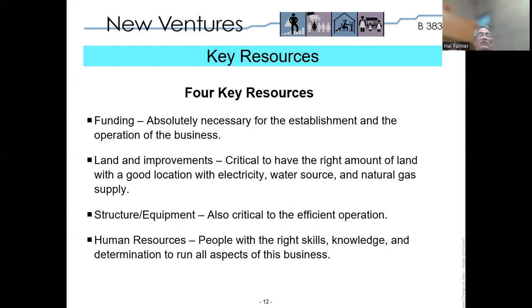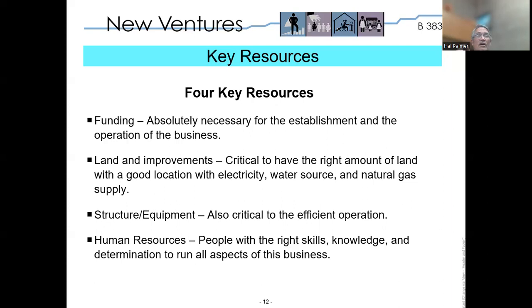Land and improvements. This is also critical for an operation like ours. You have to have a physical location, physical land, and it has to be the right amount of land in the right location with the improvements that we would need, like electricity, a water source, and natural gas supply. All those are critical elements.